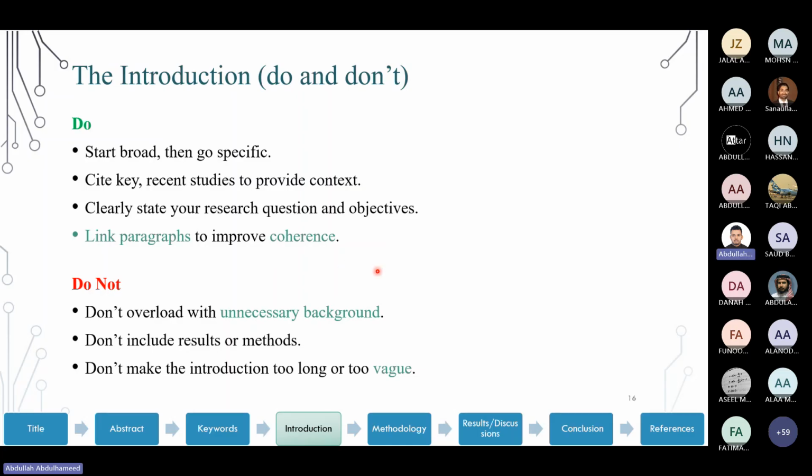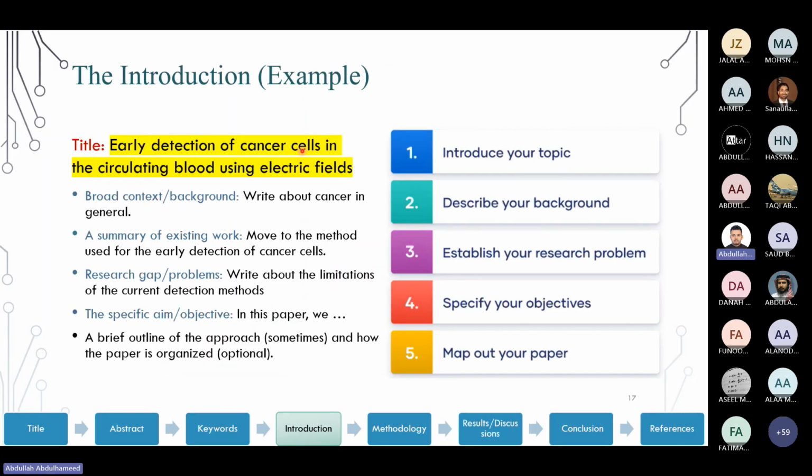Now, guys, I will give an example of an introduction, because the introduction is one of the very important elements of the paper. Let us have this title: Early Detection of Cancer Cells in the Circulating Blood Using Electric Field. This is an example. Now I want to write an introduction for this title. What should I do? I will follow these 4 or 5 steps. Number 1, I will introduce my topic in general. I will talk about cancer. I will write about cancer in general.